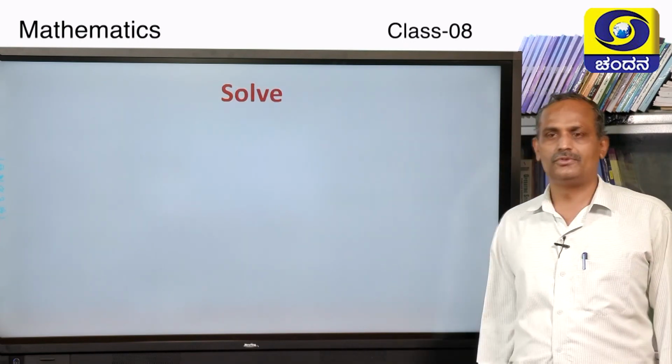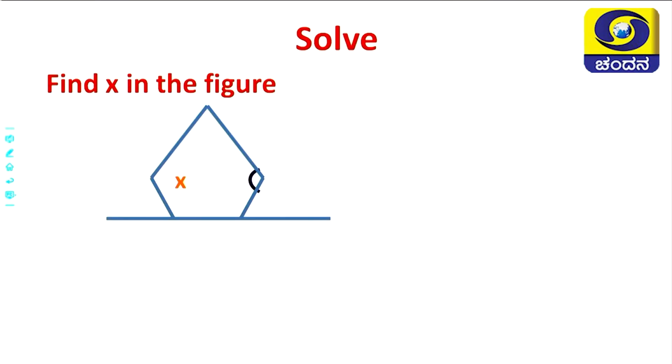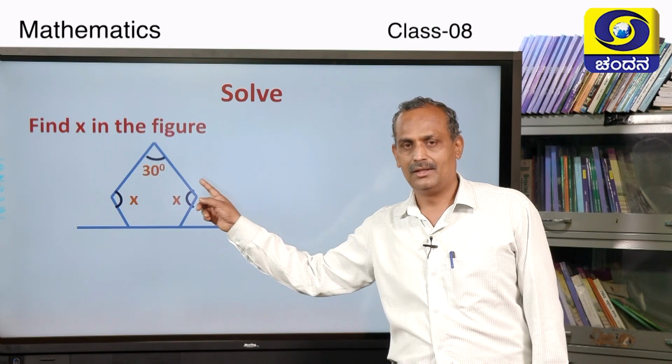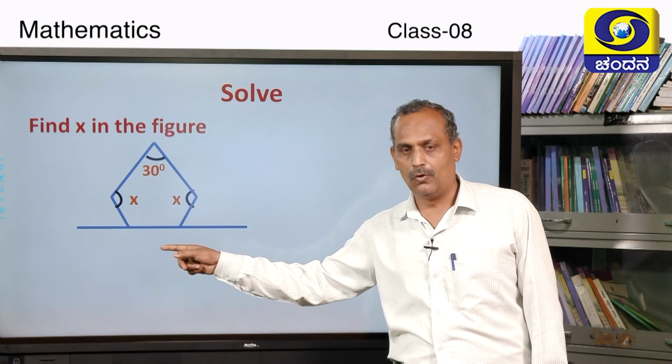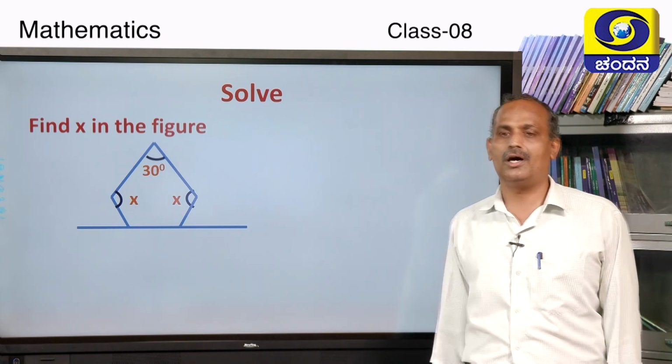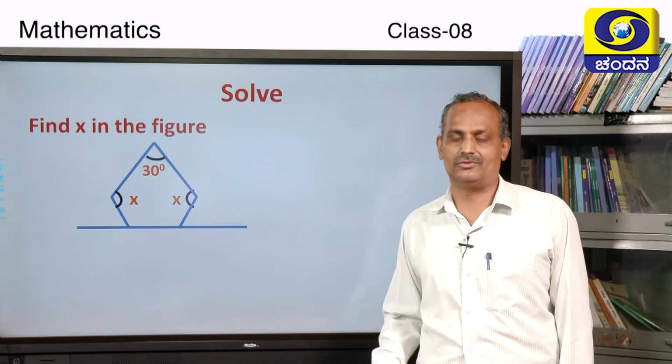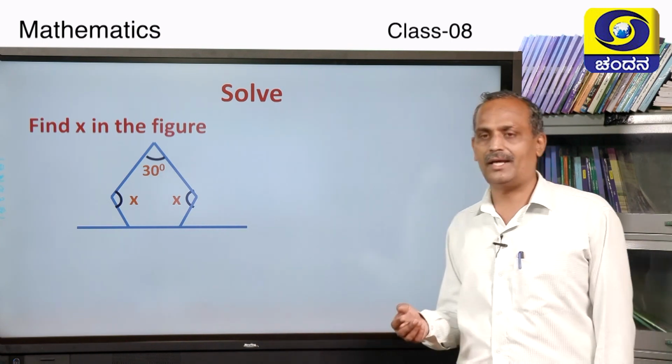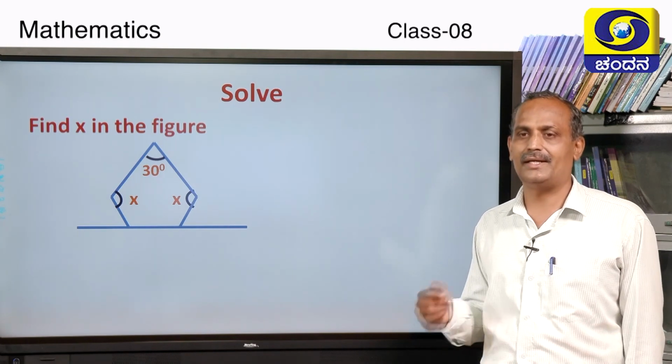Solve these problems: find x in the figure. I have identified different angles. I have identified x, x and 30 degrees, and it is a polygon. How many sides does it have? Count the number of sides: 1, 2, 3, 4 and 5 sides. What do you call a polygon having 5 sides? A polygon having 5 sides is a pentagon.